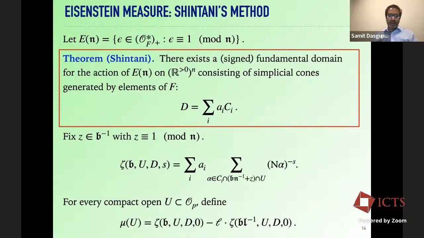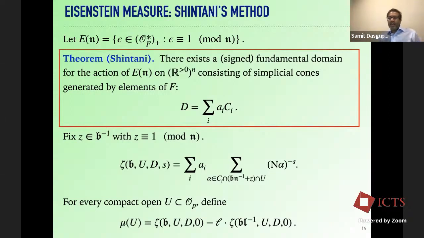Okay, to make things more precise, you take an element in the inverse of your ideal that is congruent to 1 modulo n, and you sum over all alphas in B n inverse plus Z. If you sum over all the elements in a cone that are inside this translate of your lattice of 1 over the norm of alpha to the s, and you look at the value at 0, this is basically the value of a partial zeta function.